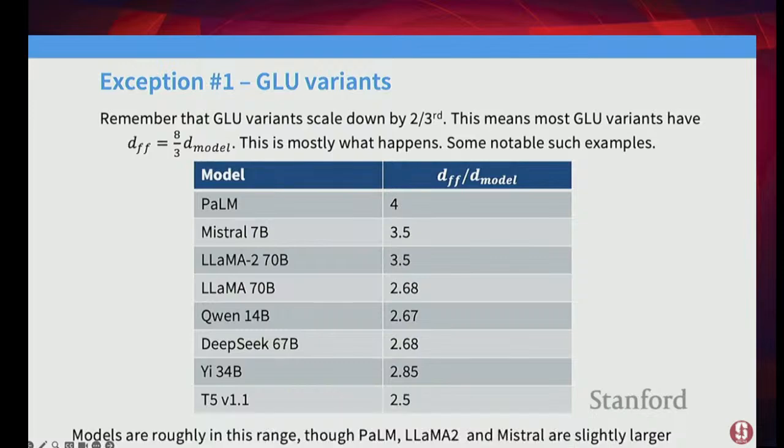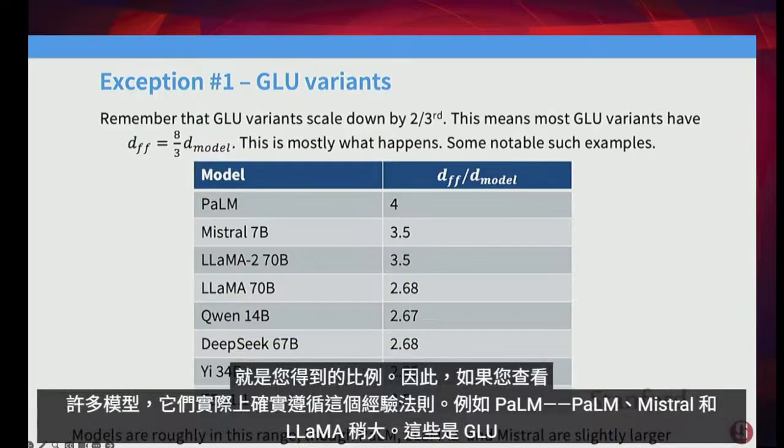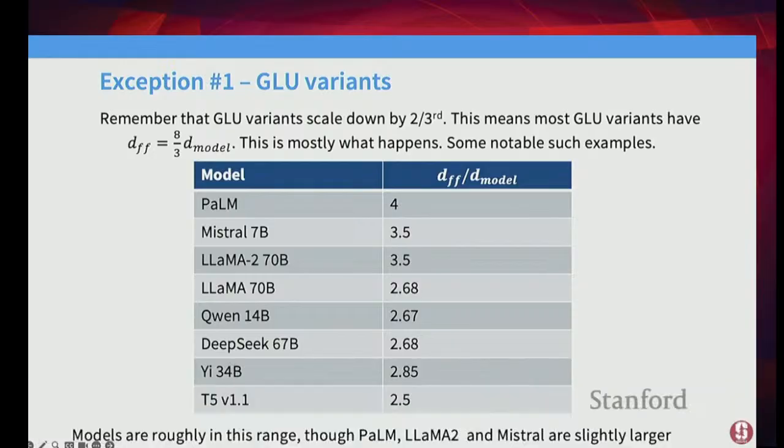You can do a little bit of math, and if you scale the GLU variance down by a factor of 2/3, you'll come to the conclusion that the way to do that is to set DFF equal to 8/3 D model, right? That's going to be the number that you end up at, and you can convince yourself that that will give you the same number of parameters, and that's the ratio that you would get if you started with a ratio of 4.